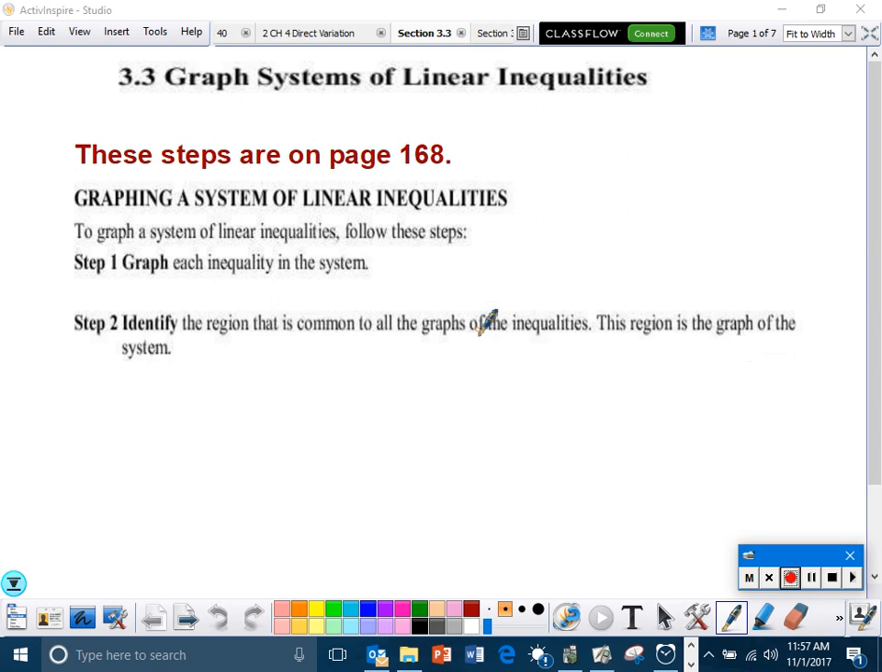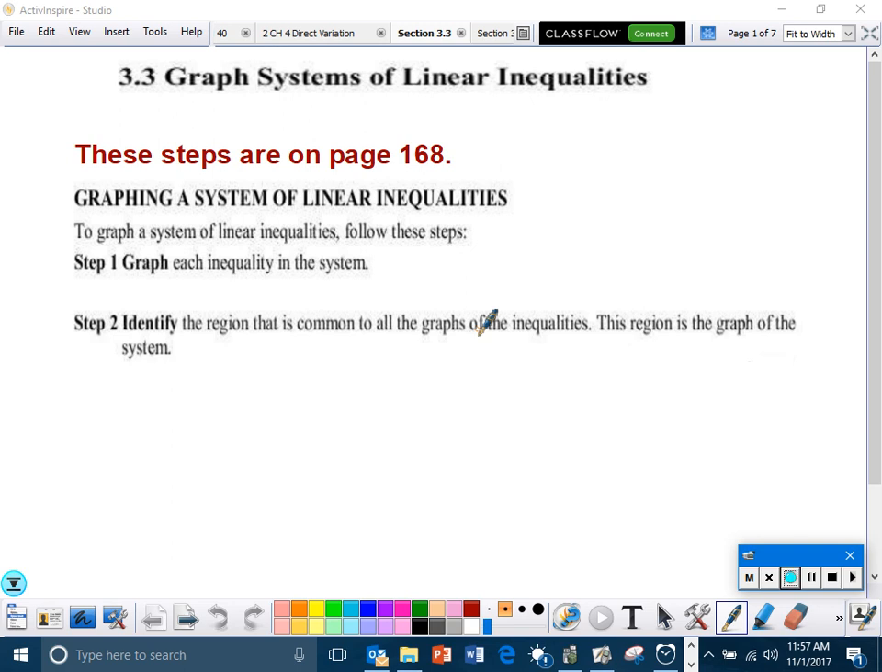All right, ladies and gentlemen, Chapter 3.3, Graphing Systems of Linear Inequalities. If you prefer, you can find these steps on page 168 in the textbook. I'm just going to read through the steps and then we're going to do a couple of examples. If you want graph paper, you can find it at the back of the room in a basket. Otherwise, you just need to do it freehand in your notes.